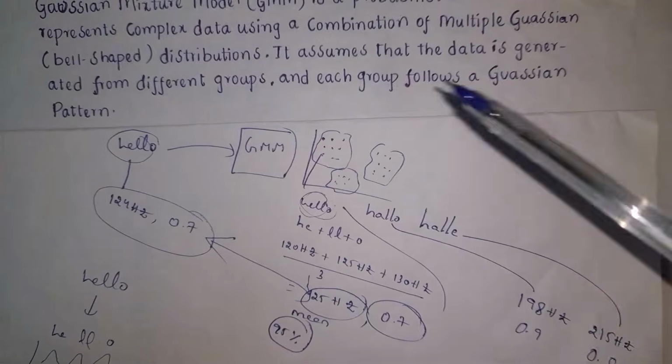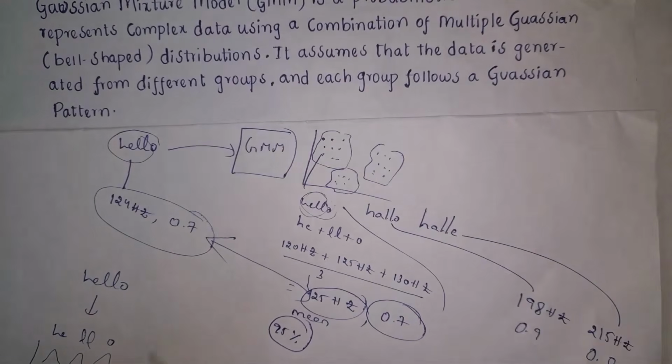It assumes that data is generated from different groups and each group follows a different Gaussian pattern. This model contains various kinds of data, and various data is placed in various groups based on Gaussian pattern.